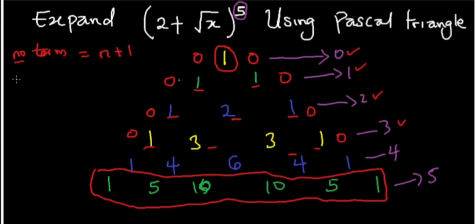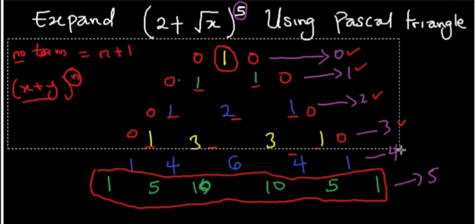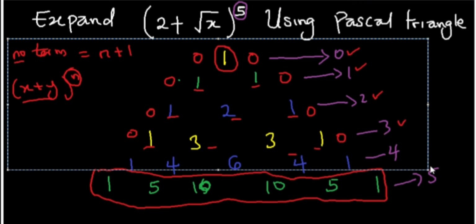Suppose you have an expression (x + y)^n. Whatever that power is, add 1 to it. That will be the number of terms you have in that binomial. I just have to tell you that so you can be sure, because sometimes we need to have the idea of this when we are solving some questions.